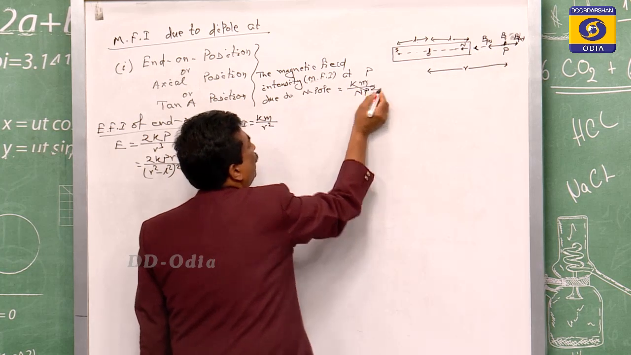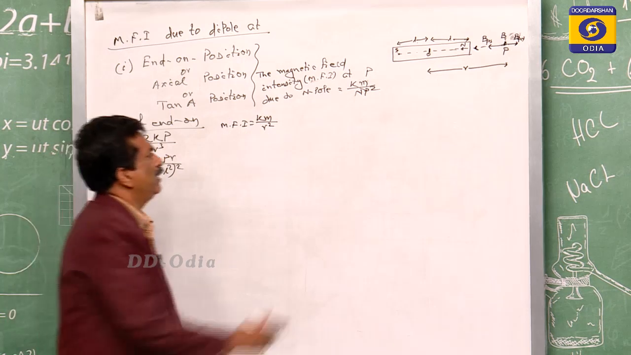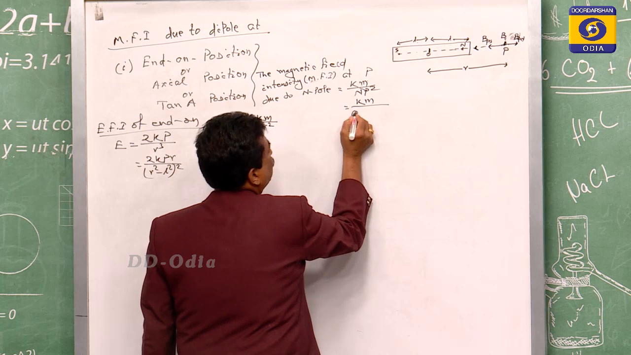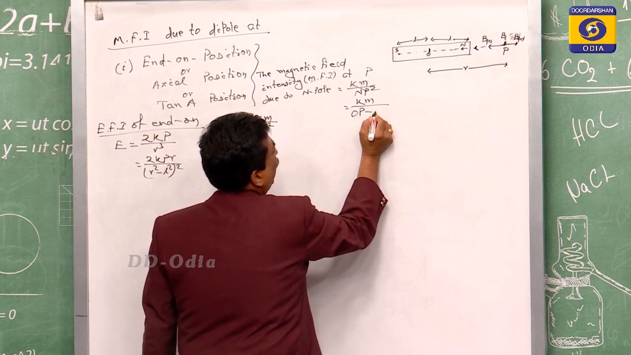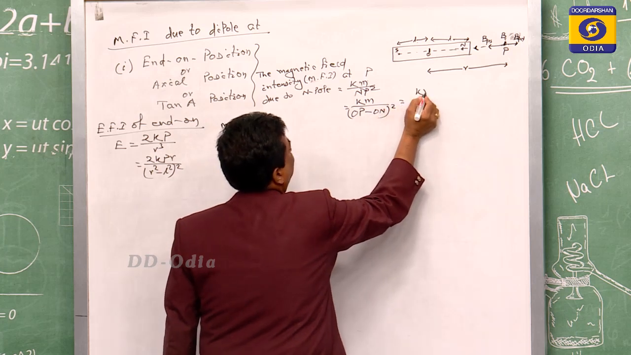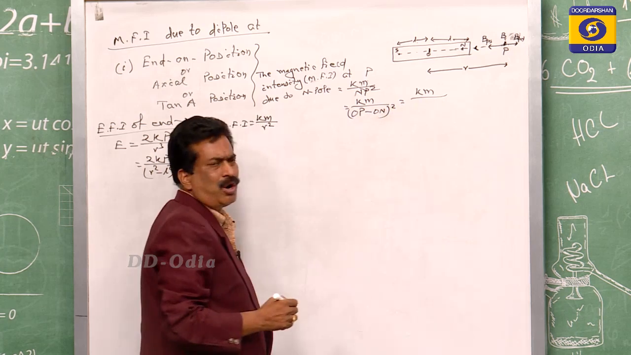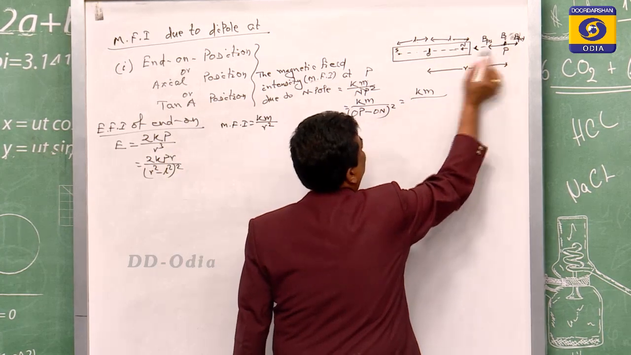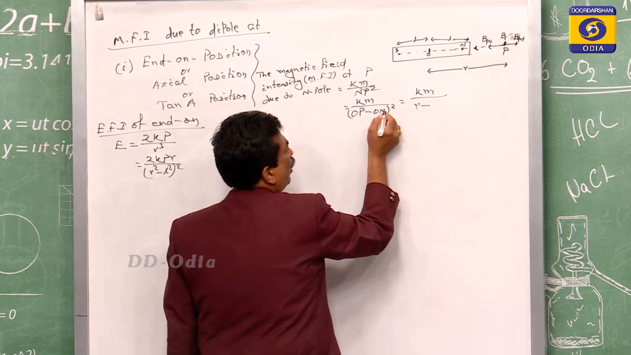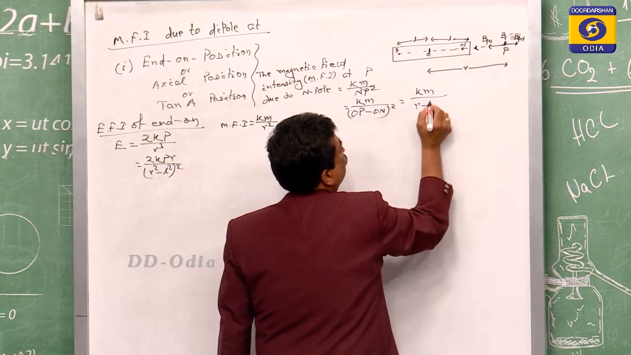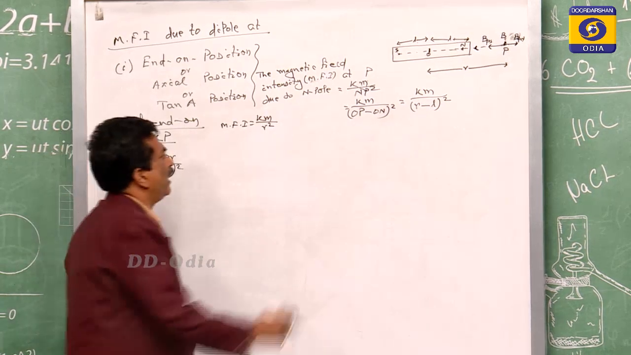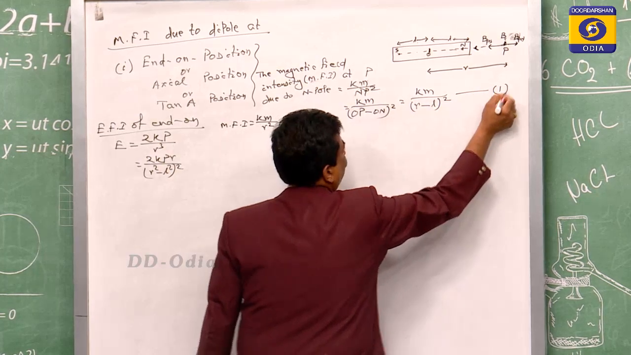This is Km by NP square, the distance square. So that is equal to Km by NP square. NP is equal to OP minus ON, that square, is equal to Km by OP, where OP is equal to R here, minus ON, and ON is equal to L. So that is equal to Km by (R minus L) whole square. Let us call that equation 1.